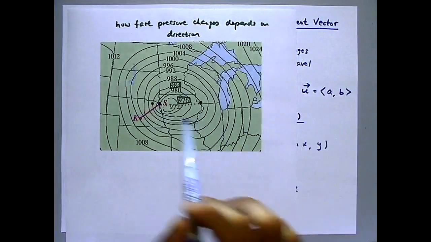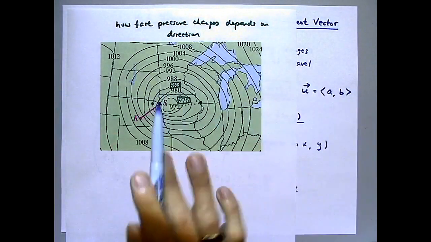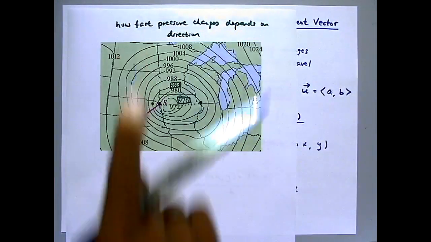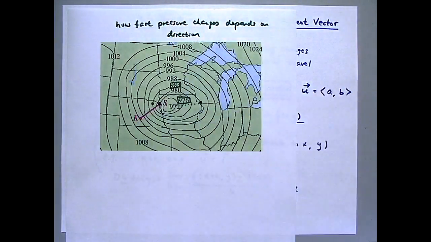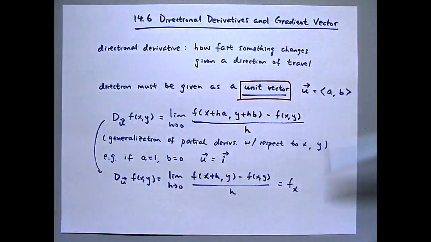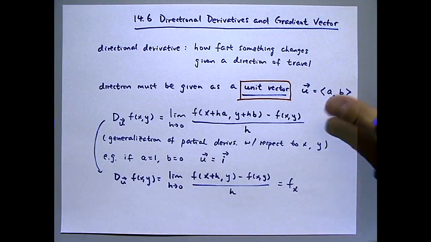On a map here, if you move to the east, then that's a partial with respect to x. If you move north, that's a partial with respect to y, right? If you move northeast, then that's some kind of directional derivative given here. So what I want you to remember is that this is simply a generalization of what you have already been doing, and it's some kind of sum of the two.